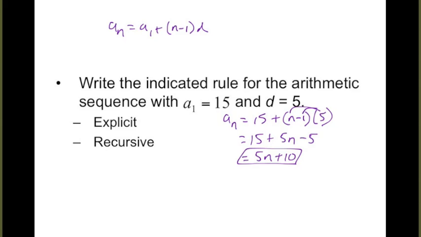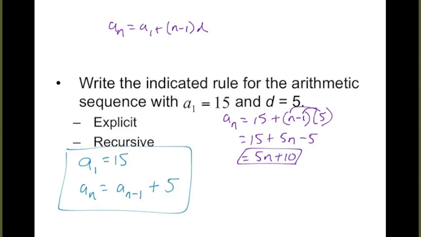Now for a recursive rule, you must give 2 pieces of information. You have to give where do we start this thing. We start it with 15. And what do we do after that? So from there on out, for an arithmetic, we take our last answer, which notation for last answer is a sub n minus 1. And arithmetic means we add our common difference, which in this problem is 5. So this tells us start at 15, and then from there on out, just keep adding 5.